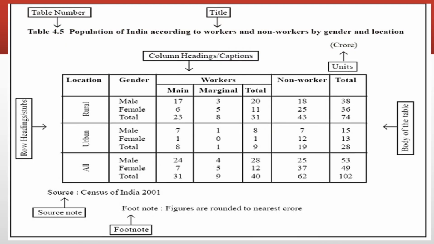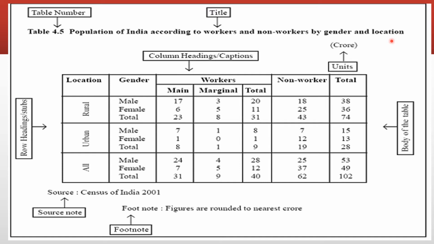Here I have displayed for you a sample of a typical example of a good table. Well, you will see that it contains all the parts that we just spoke about earlier. It has the table number, which is table 4.5. It indicates that this particular table is the 5th table in the 4th chapter of a book. The title of the table is Population of India according to workers and non-workers by gender and location.